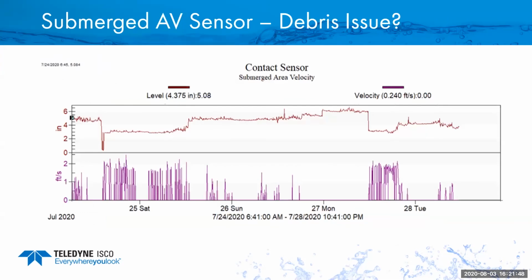This is an example of some data collected from a submerged area velocity sensor. The top pane is the level. The secondary pane there is velocity. There are a couple of things that jump out in this data that should cause one to ask some questions about this data. First of all, in the level data, you can see there are several sudden shifts in the appearance of the data, where it drops or rises within a matter of one or two measurements. This could be an indication of some debris building up in the pipe that is causing the level to build up and then breaking free, which is causing the level to drop.